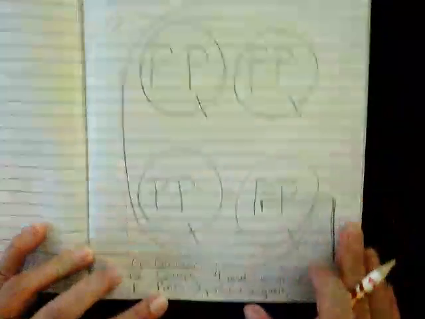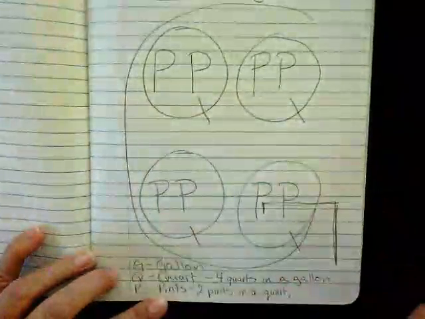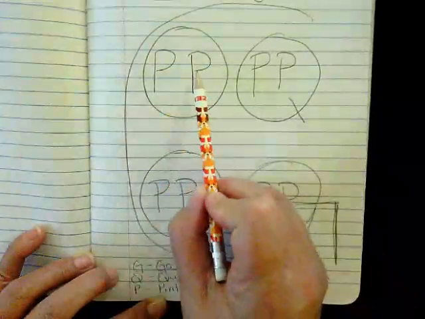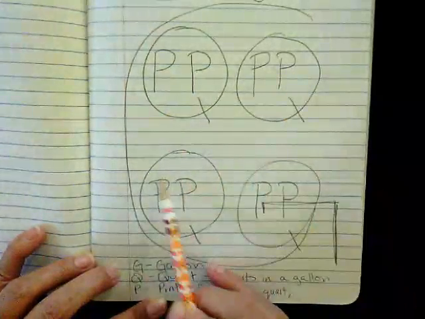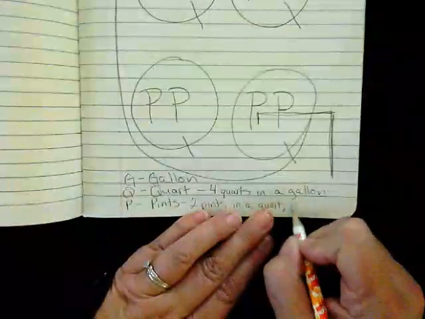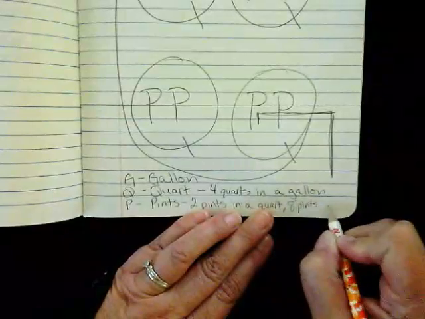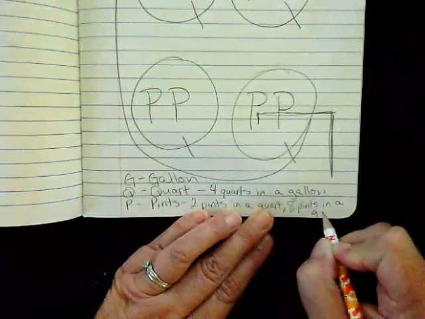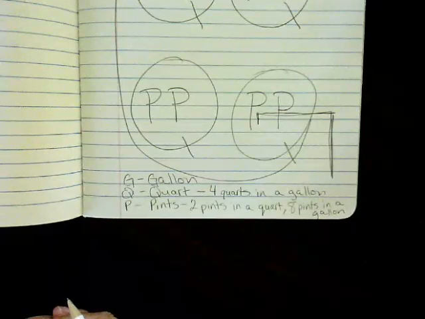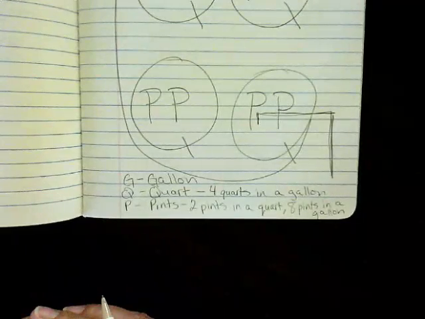So if there's 2 pints in a quart, how many pints are in a gallon? Well, I have 1, 2, 3, 4, 5, 6, 7, 8 pints in a gallon. That's a lot. And I ran out of room because I made my G too big. It's okay.